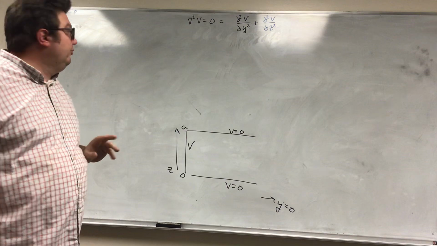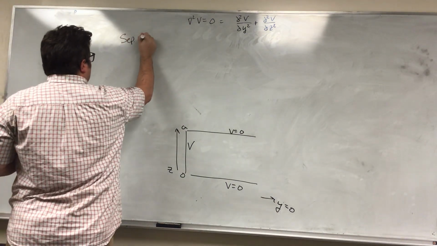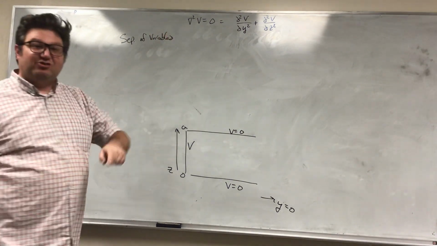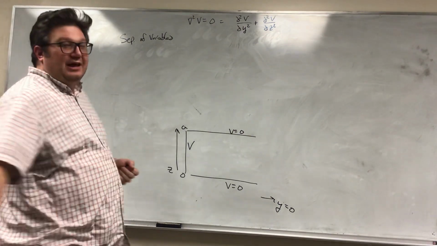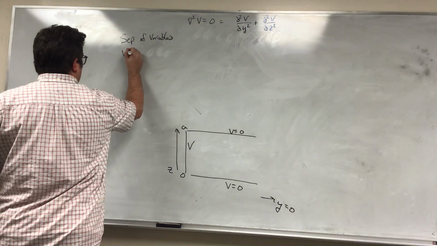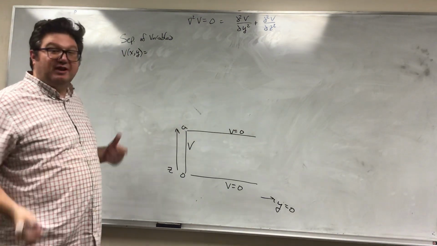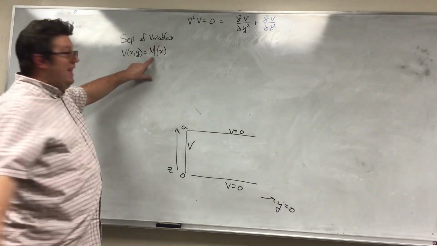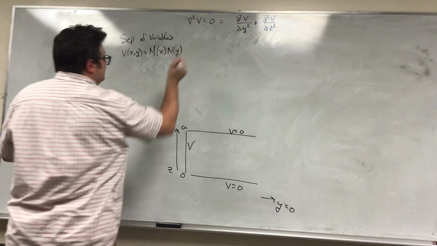So we are going to use a method called separation of variables. Okay, it's a trick, and it makes me happy. All right, so what we're going to do is say that V is a function of y and z, and we're going to call that equal to 2 functions: M, which is only a function of y, and N, which is only a function of z.